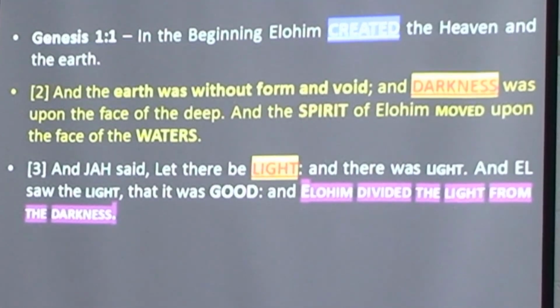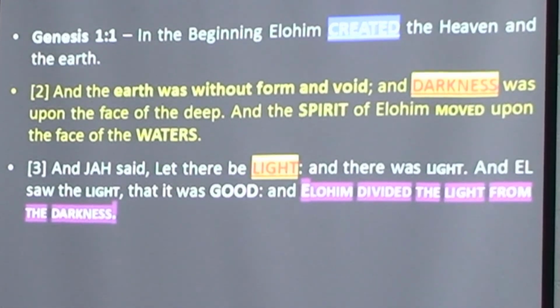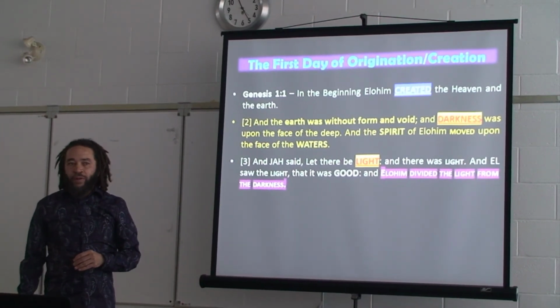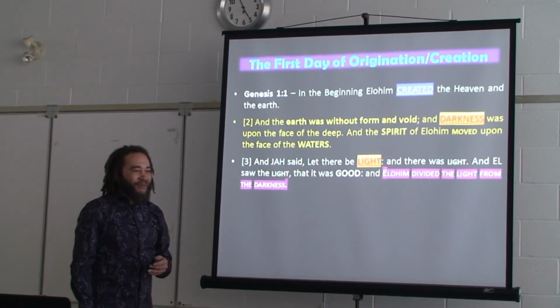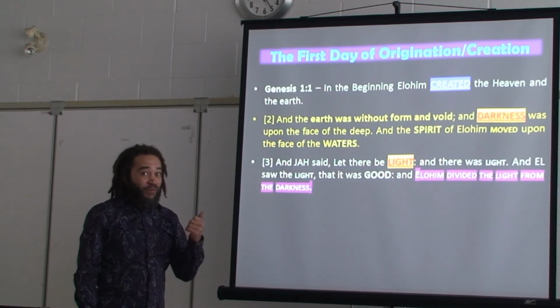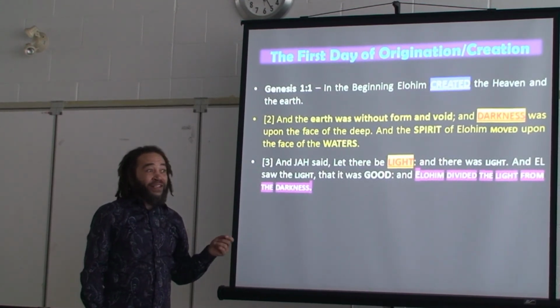And Elohim said, let there be light, and there was light. And Elohim saw the light, that it was good. And Elohim divided the light from the darkness. Right. So we divided it. Light comes forth from the darkness. It said that in the verse we read before. So basically, he commanded the light to shine out of darkness.